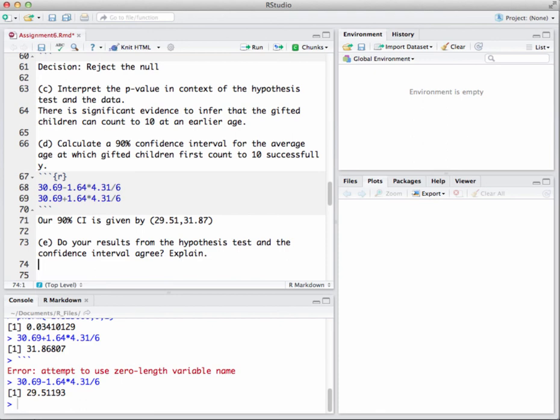Do the results of the hypothesis test and the confidence interval agree? Explain. We would say yes. We see that the value of 32 months is outside our confidence interval. We would conclude that 32 months is an unusual event.